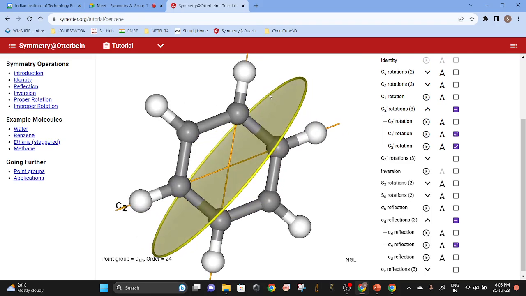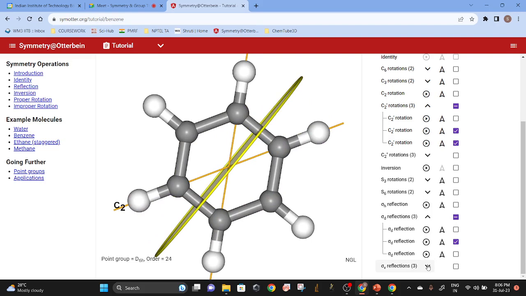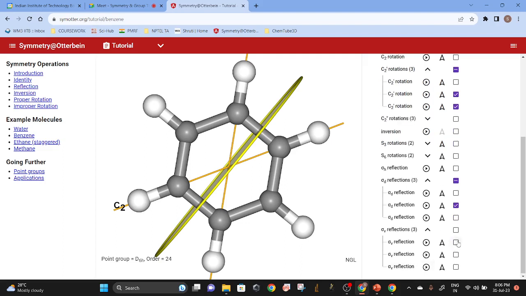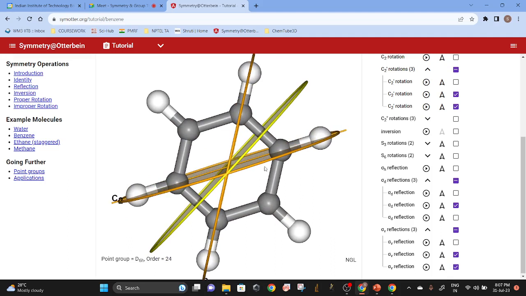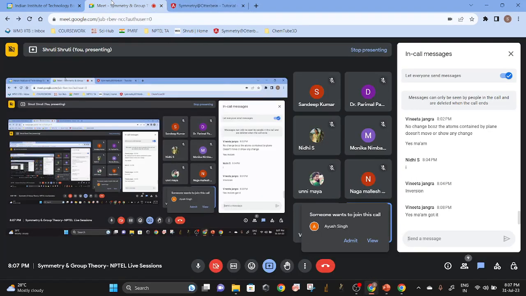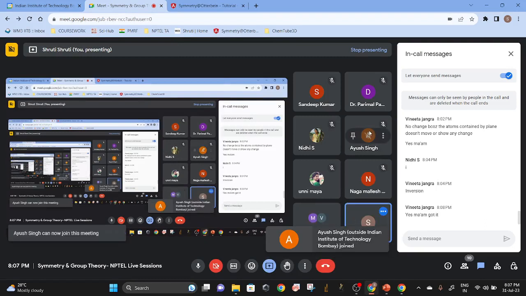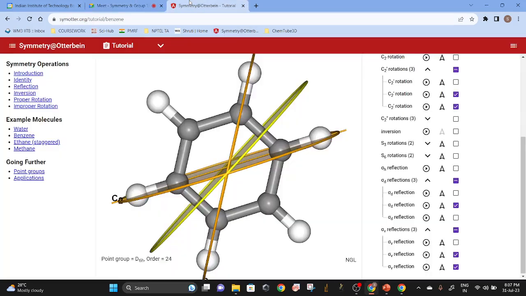And now I'll show you the sigma V. You remember where the sigma V was? Sigma V was the plane along the C2, you can say. These two are sigma V's. See, now you get the difference between sigma V and sigma D. So this benzene molecule has 3 sigma V, 3 sigma D, and 1 molecular plane. Total 7 planes. Got it?